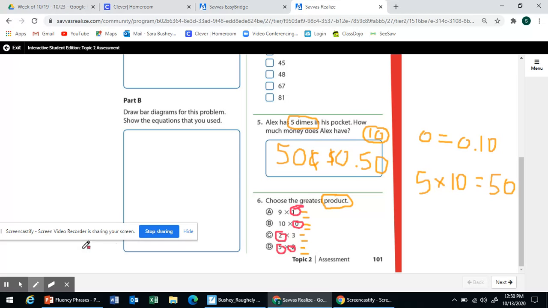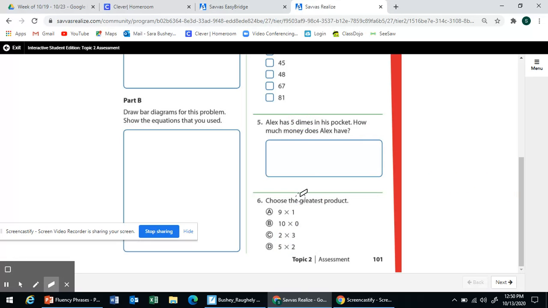So go ahead. I'm going to clear that so it's not in your way. Go ahead and take a minute to solve all 4 of these equations. Remember, you are doing 9 times 1, 10 times 0, 2 times 3, and 5 times 2. Do not pick an answer yet. You have to do the work first in order to get this correct.